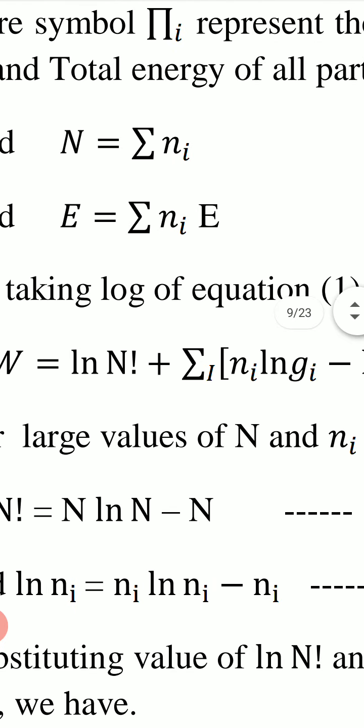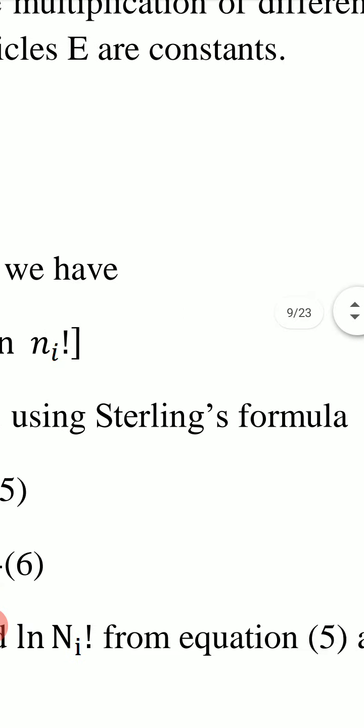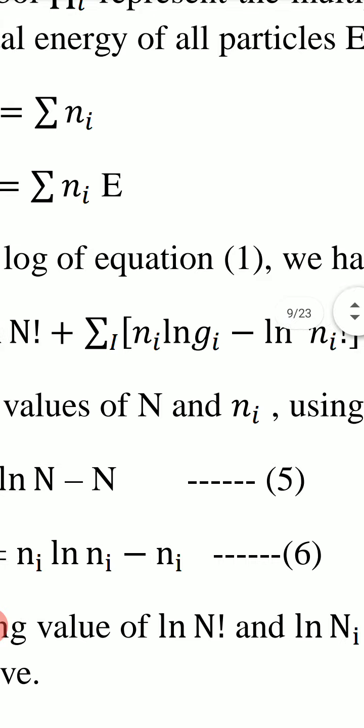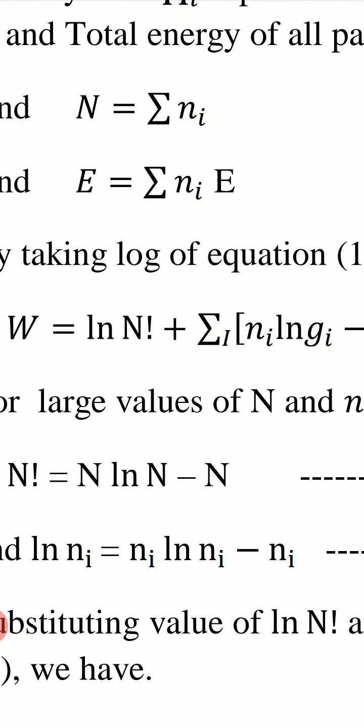Correct this, it is not inside the summation; we have Ni Ei. Capital E is equal to summation Ni Ei. It is N1 E1 plus N2 E2 plus N3 E3 and so on. So we have these two equations, equation 2 and equation 3. Total number of particles capital N equal to summation Ni, and total energy E is summation Ni Ei.